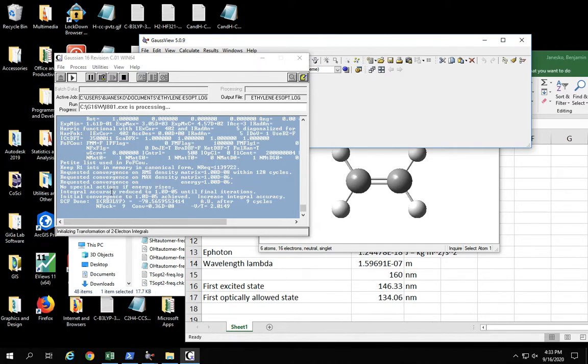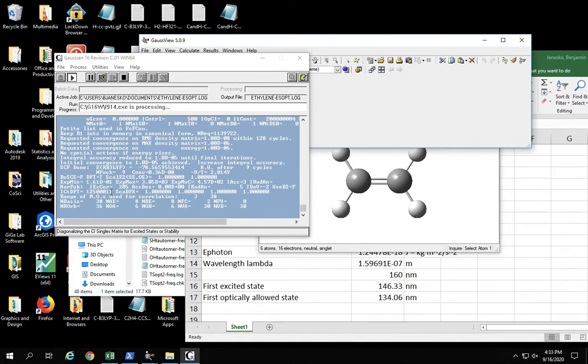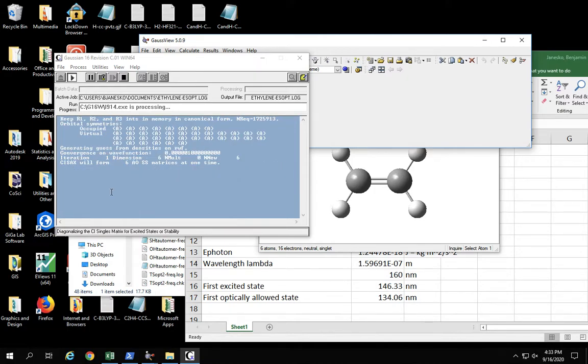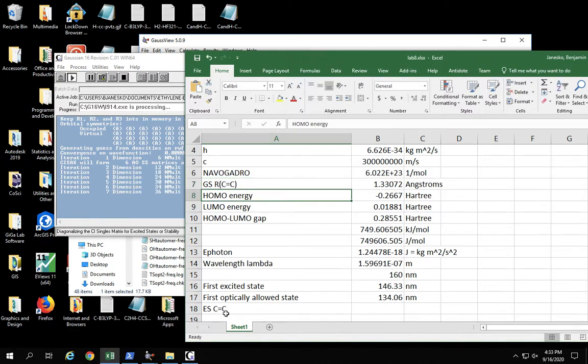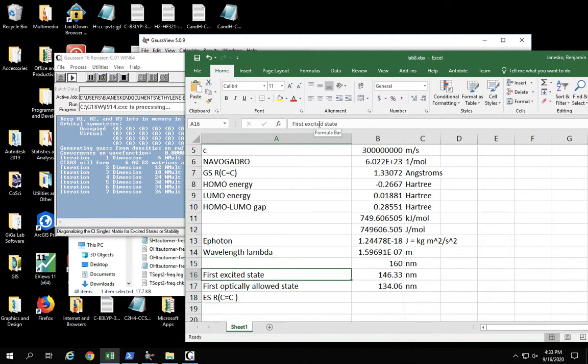So your carbon-carbon bond length should be longer in the excited state. As you optimize the geometry in the excited state, you should get a longer carbon-carbon bond length. So that's what we would expect. So we're going to put here the excited state carbon-carbon bond length. And I'm going to modify these to say what's the distance of that bond. It's going to be in angstroms again. Save that.